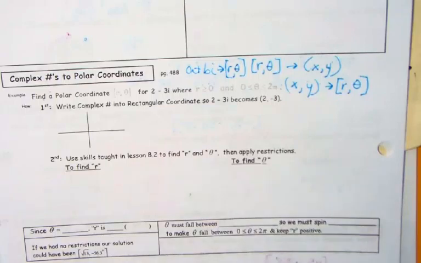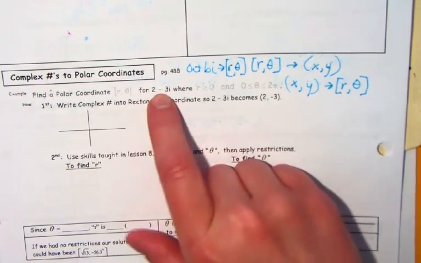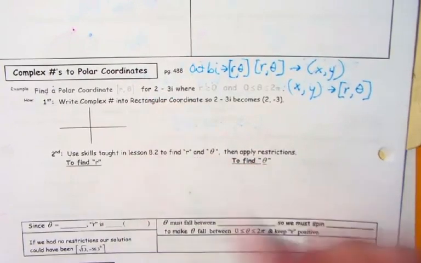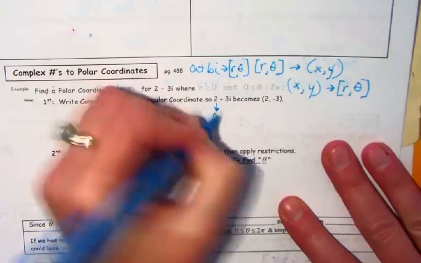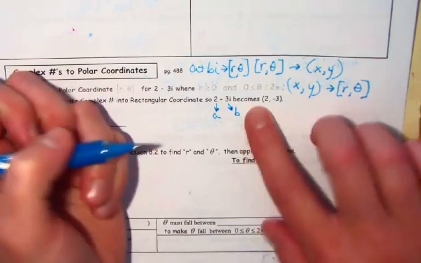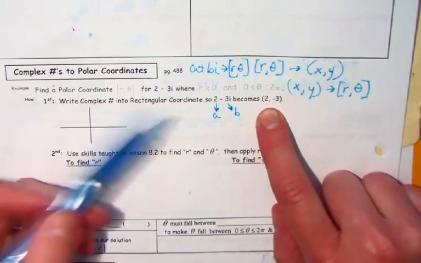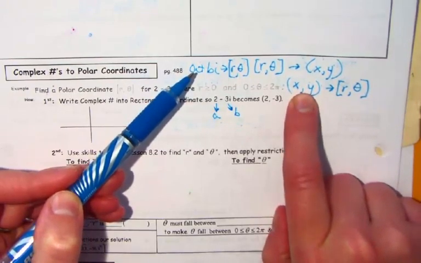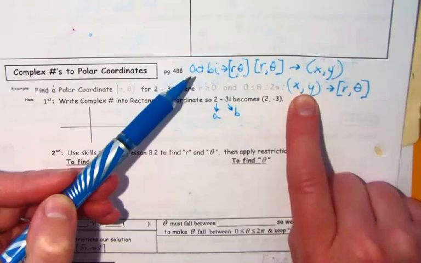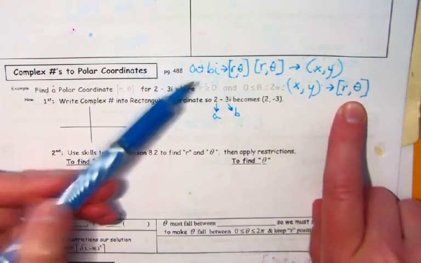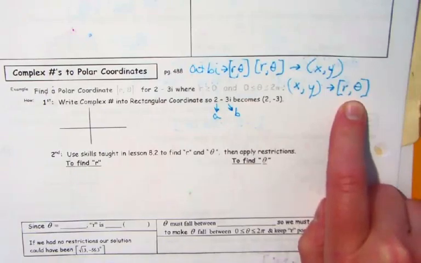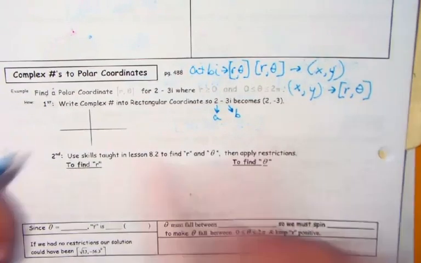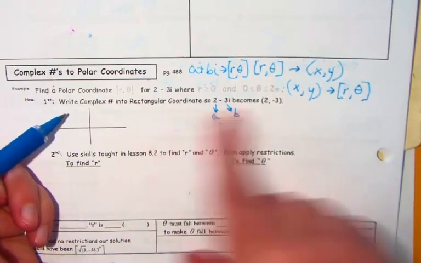Now you may remember from our very first section in this chapter, Section 1 was all about complex numbers, and we saw how to convert a complex number like 2 minus 3i into rectangular coordinates. All we had to do was take the a and the b portions, and they became our x and y. So we're going to use our same process from 8.2 to go from rectangular to polar. Instead of memorizing a whole new batch of formulas, I think this makes more sense for us.